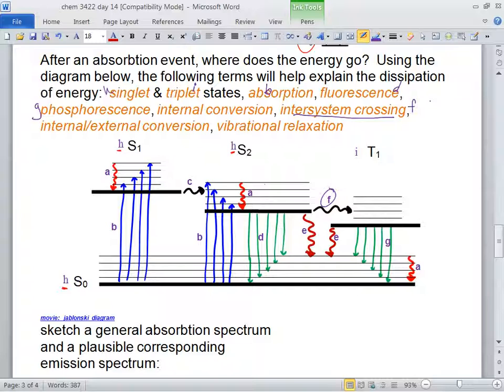Internal conversion then. C. How about vibrational relaxation? A. So that pretty much just leaves internal, external conversion. Where's E? Kind of left the hardest one for last.